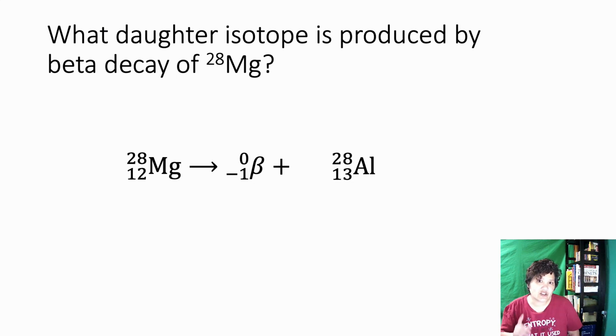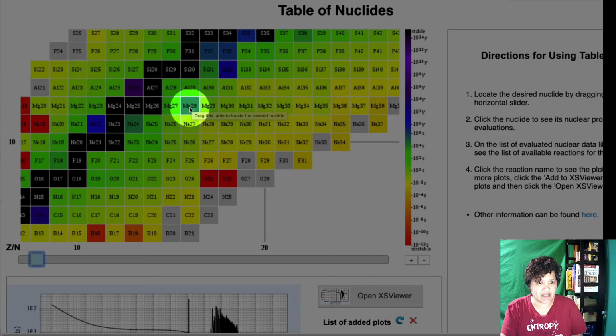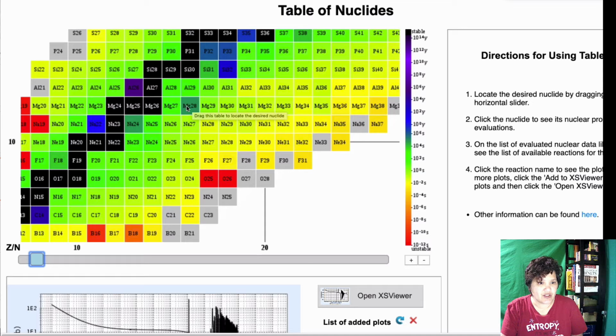Now that is the daughter isotope when magnesium-28 decays, aluminum-28. And now let's look at the location of those two on the chart of the nuclides. So here we have magnesium-28, and here we have aluminum-28. So notice the direction that we move on the chart of the nuclides as we go from our parent isotope to our daughter isotope as we undergo beta decay. So we're moving basically up and to the left.